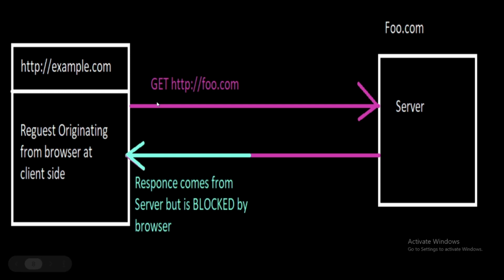But what will the browser do? The browser blocks the response because they both are not in the same origin, so they are not satisfying the same origin policy. So the response comes from the server, but it is blocked by the browser. So this is the basic idea of what SOP is.